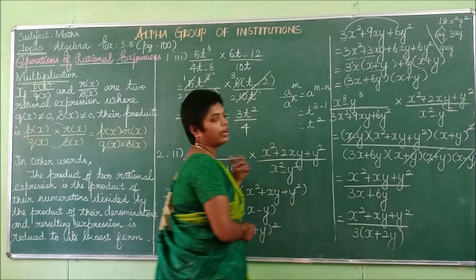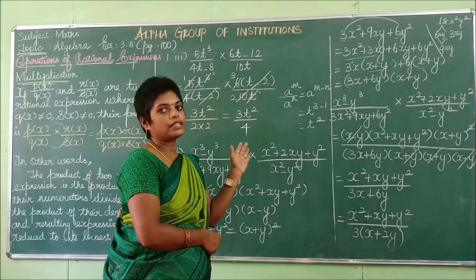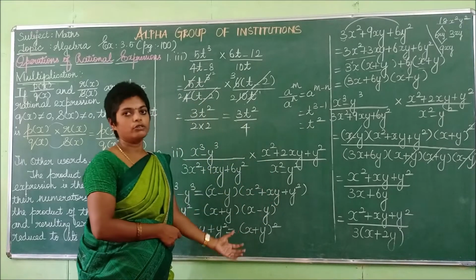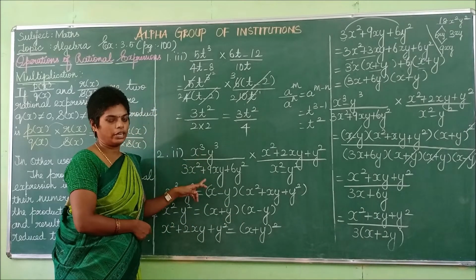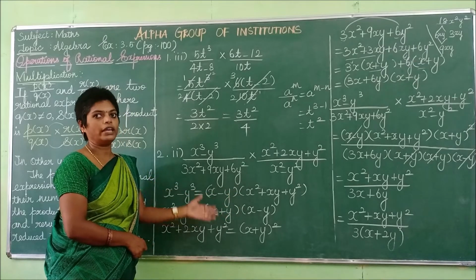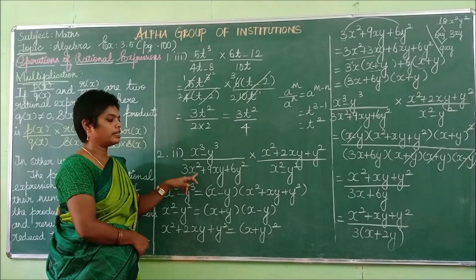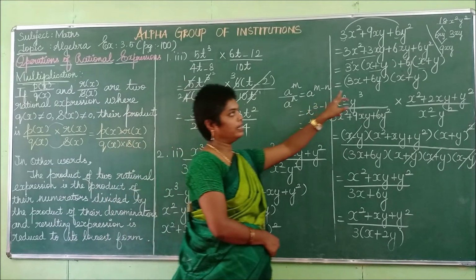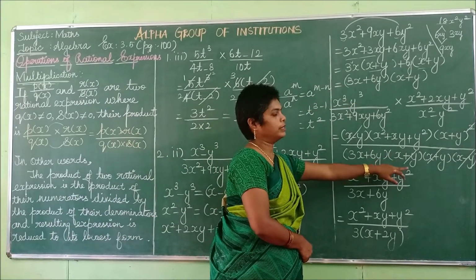So that 3x squared plus 9xy plus 6y squared can be written as 3x plus 6y into x plus y. Now substitute all the values. So what is the first value for x cube minus y cube? x minus y into x squared plus xy plus y squared. Then for the denominator, 3x squared plus 9xy plus 6y squared, instead of that, we can write the final value 3x plus 6y into x plus y.